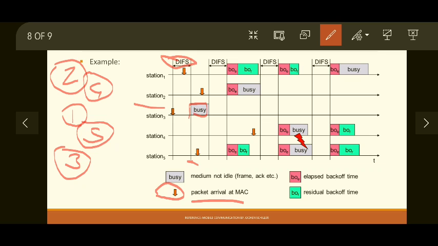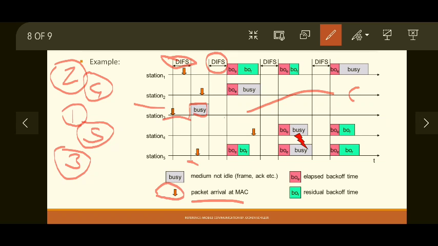Now while it is waiting for DIFS amount of time, at station 1 also a packet is ready for transmission, so it will start waiting for DIFS amount of time. But that we will discuss later on. Now the medium is busy. After completion of packet transmission, again a DIFS amount of time will be used as the waiting period for all the stations. Once this DIFS ends, the contention period begins.